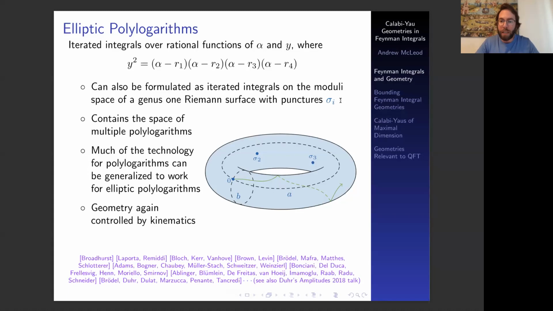And I want to emphasize that in this case, just like in the polylog case, the geometry is again controlled by the kinematics and the functions we'll be looking at. So in addition to the locations of these punctures at sigma 2 and sigma 3, now we also have it controlling the shape of the torus in the sense that the relative length of the A and B cycles will be determined by kinematics. So of course, this is kind of the simplest thing that can appear beyond multiple polylogarithms.